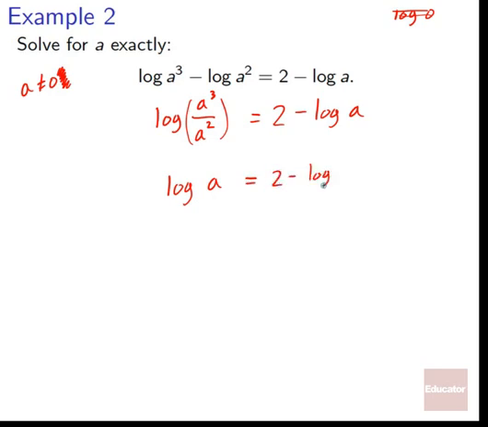log a = 2 − log a. At this point, we can add log a to both sides, so we'll get log a, and now there's 2 of them because we added and they're of the same type, right? So log a + log a is 2 times log a = 2.